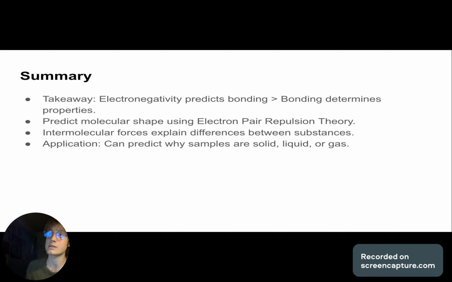Molecular shape matters, and we can predict it using EPRT, electron pair repulsion theory, by counting bonding pairs and lone pairs. And then we have intermolecular forces like van der Waals, dipole-dipole, and hydrogen bonds. They all explain the difference between substances that might seem similar but behave differently.